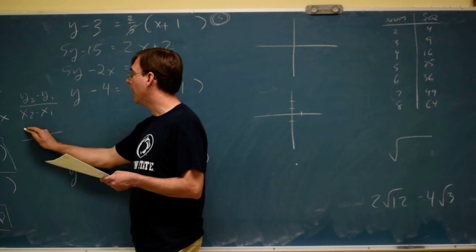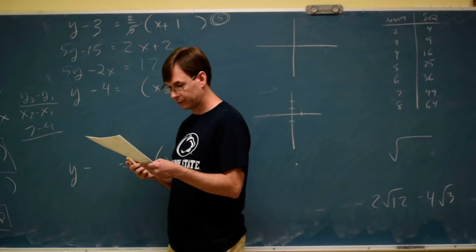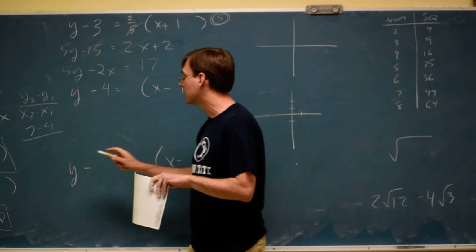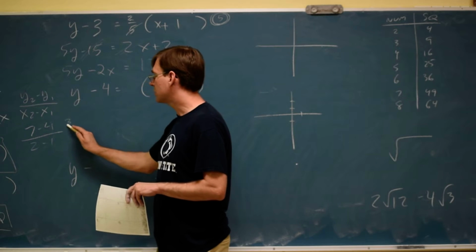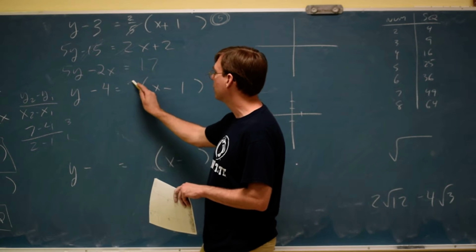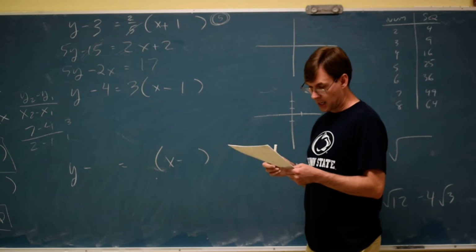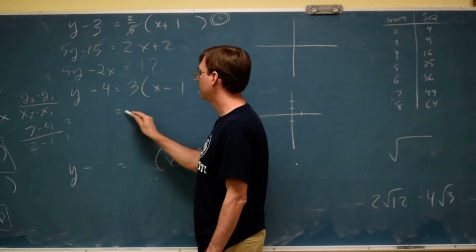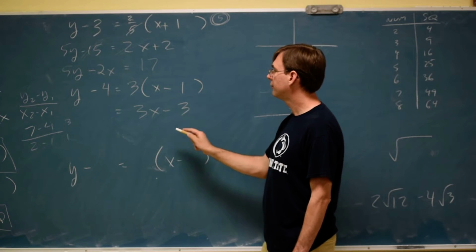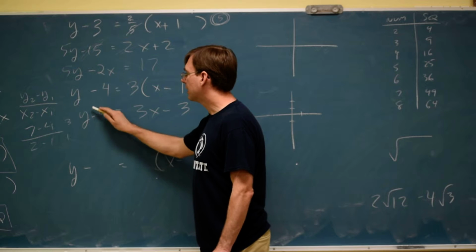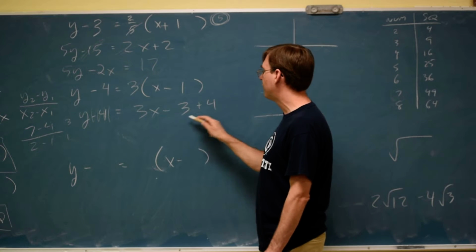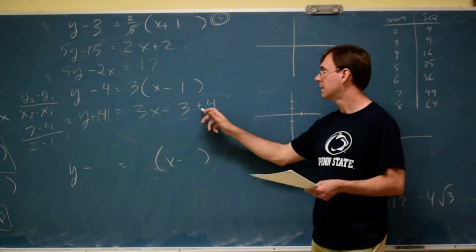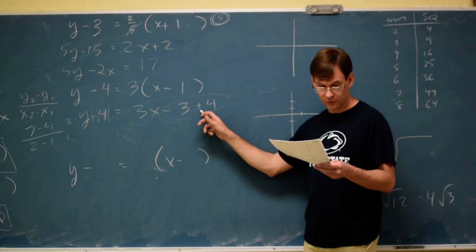Y2 minus y1, that's 7 minus 4. And for the x's subtracting, that would be 2 minus 1. Top is 3, bottom is 1, 3 over 1 is 3. And then this says slope-intercept form, which means we want the y alone. So we would distribute. And to get the y alone, we'd have to add 4. And those are like terms. So we'd get y equals 3x plus 1 once we combine that.